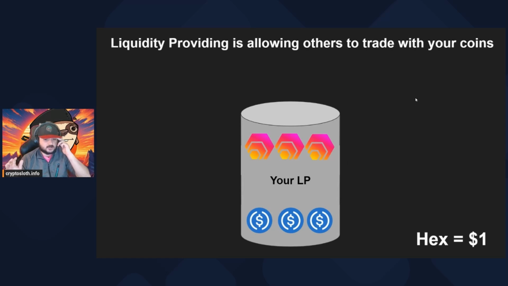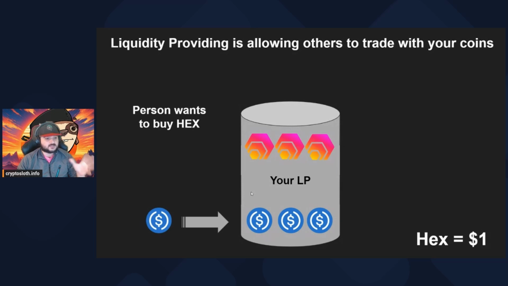So how does this work? Well, let's take a liquidity pool as an example. Let's say this cylinder is a liquidity pool and it's yours. You own this. And in this liquidity pool, we have 3 HEX tokens and 3 USDC tokens. If this is the only liquidity that exists, then the price of each HEX token would be $1, because the price is a function of the ratio of tokens within a liquidity pool. And if this is all the liquidity that exists, then HEX is at $1 because each HEX is backed by 1 USDC coin.